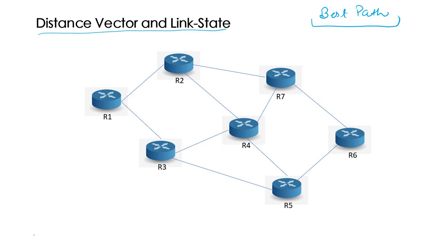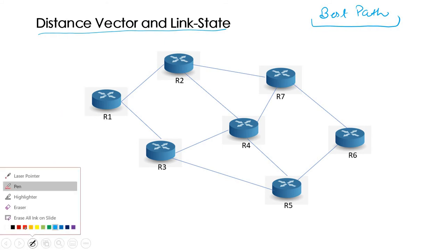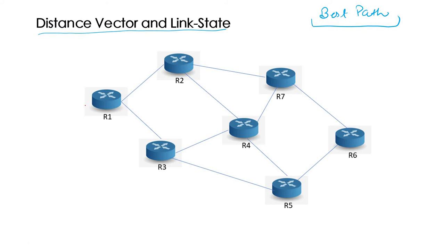Let me change the color, blue is not looking good here. So let us suppose this is one network, network 1, and this is another network, network 2.